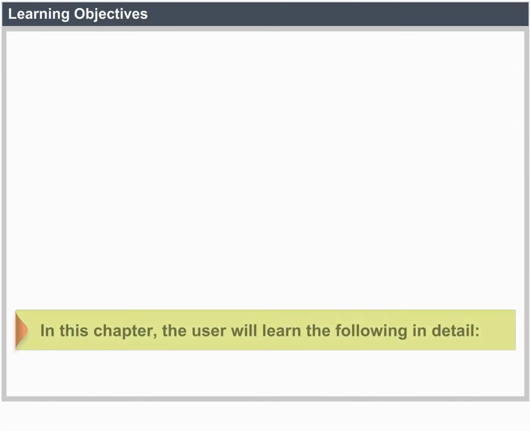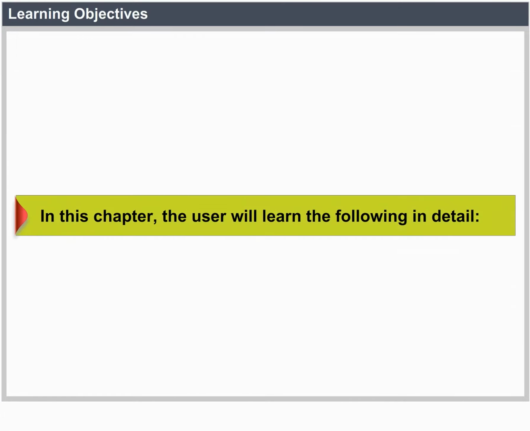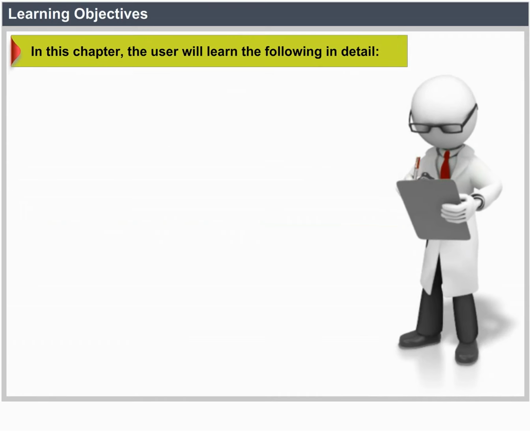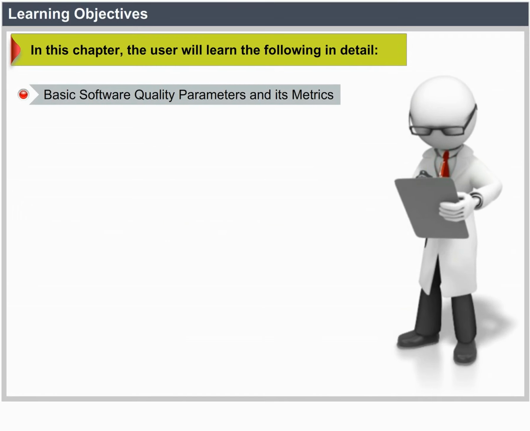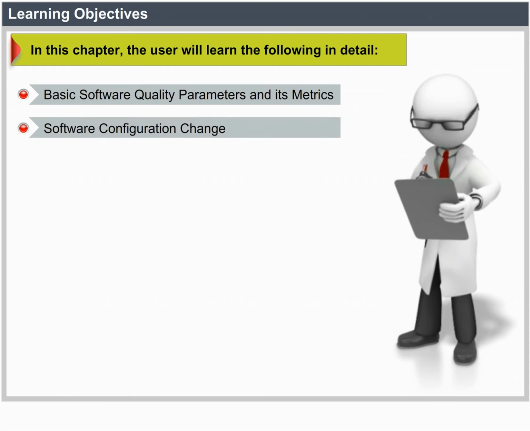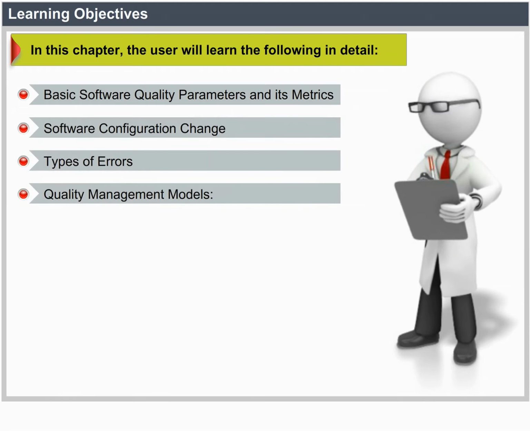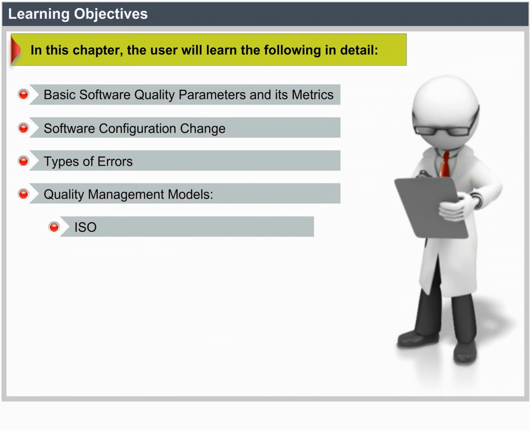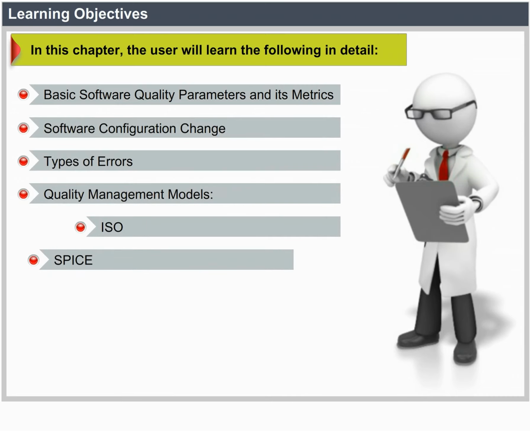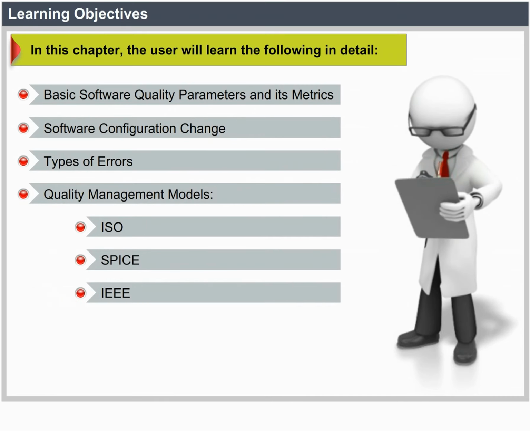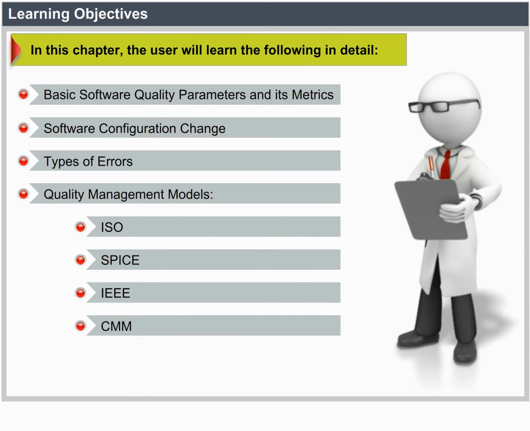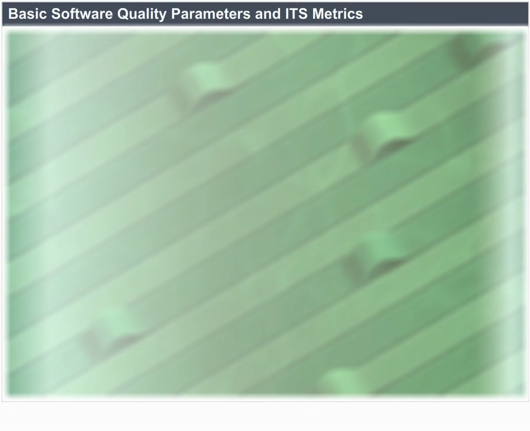Learning objectives. In this chapter, the user will learn the following in detail: basic software quality parameters and its metrics, software configuration change, types of errors, quality management models, ISO, PIEs, IEEE, CMM.